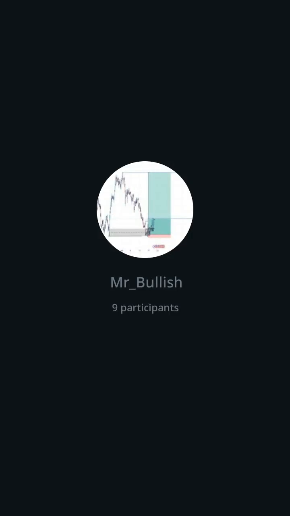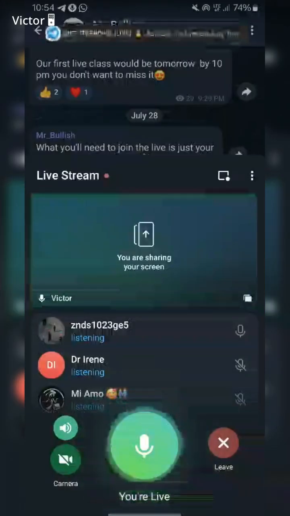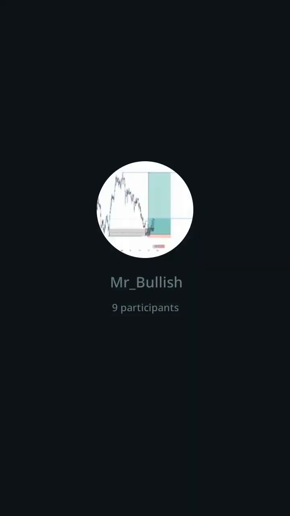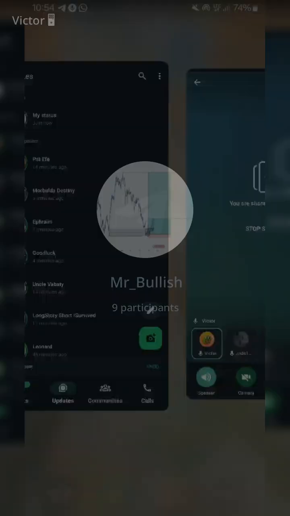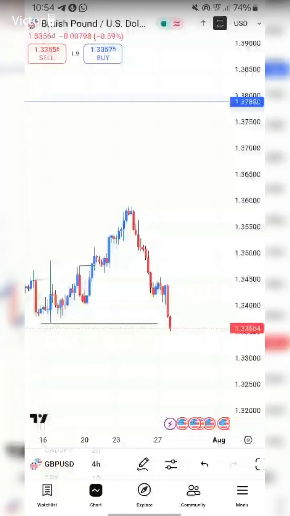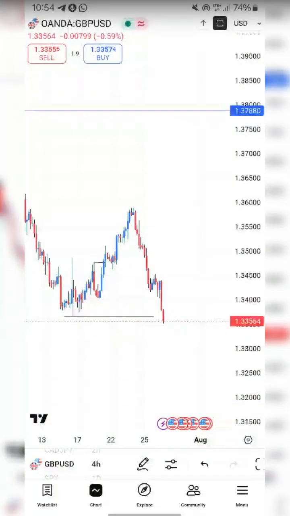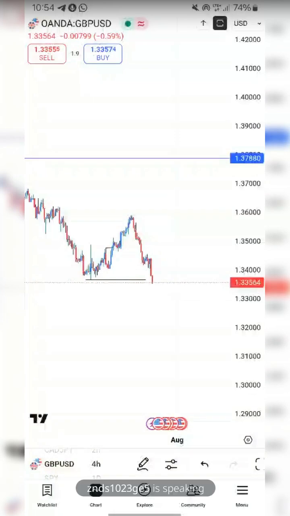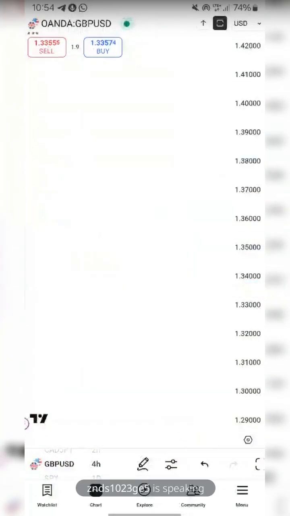All right. So let me go to my TradingView from my phone. Can you guys see my screen? Yes, I can see your screen. All right.